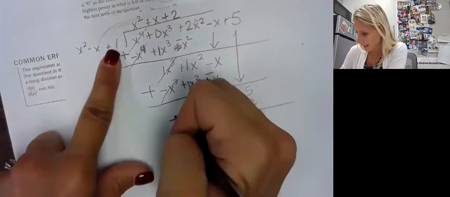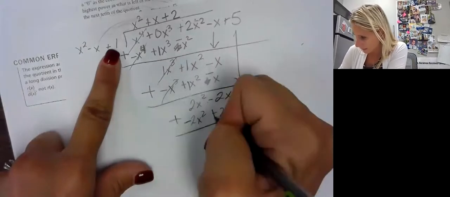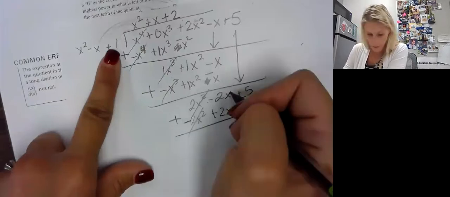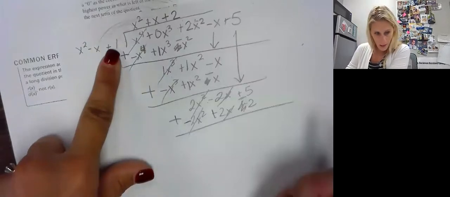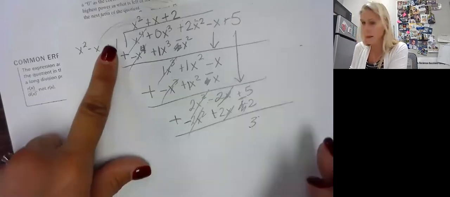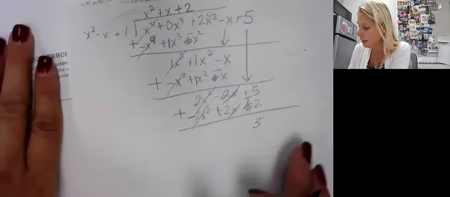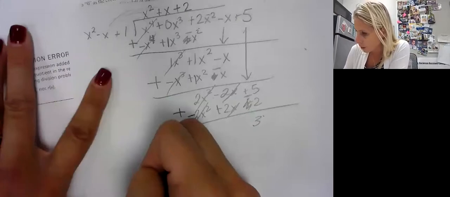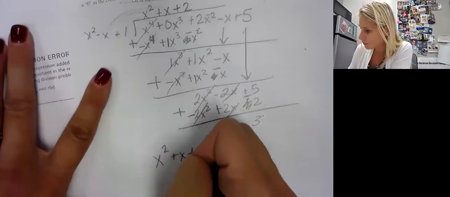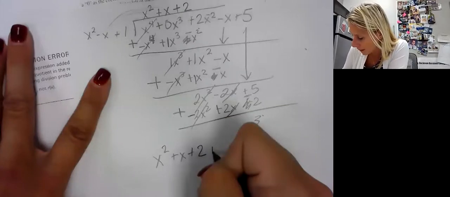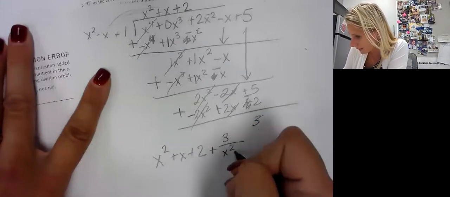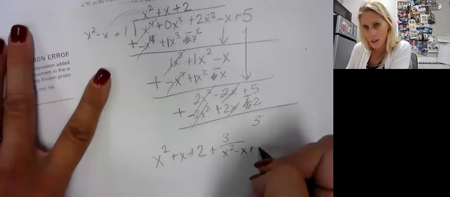Minus, we're going to add the opposites. So I get 0. Ooh, I get 0 again here. And then I get 5 minus 2 is 3. So that's my remainder. Now remember what to do with your answer. So we have our quotient, which is x squared plus x plus 2, plus our remainder over our divisor, which is x squared minus x plus 1. Yay!